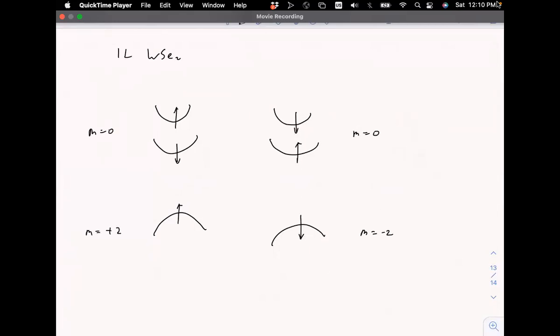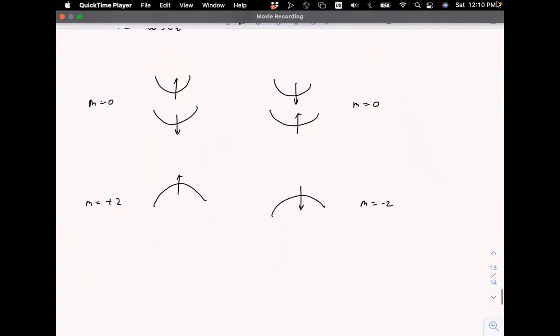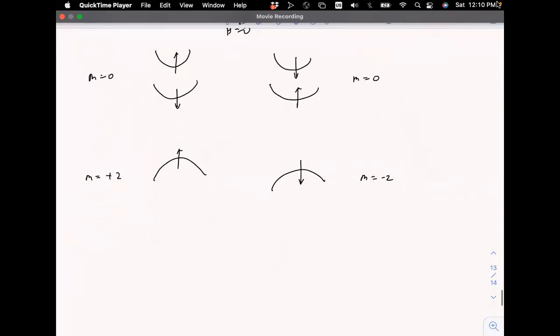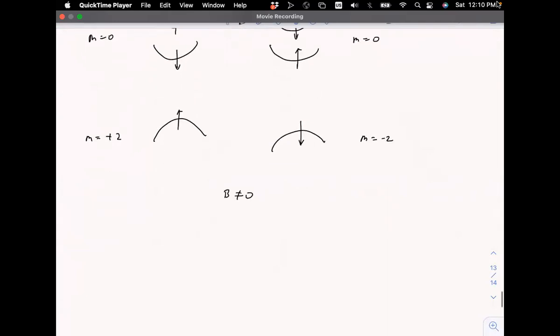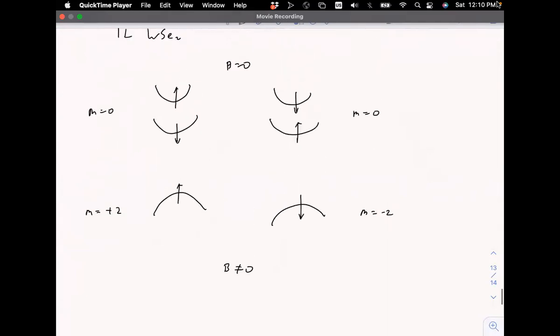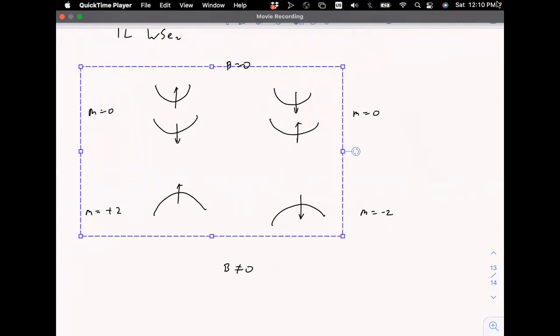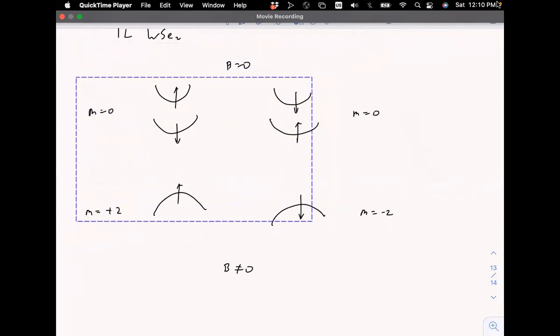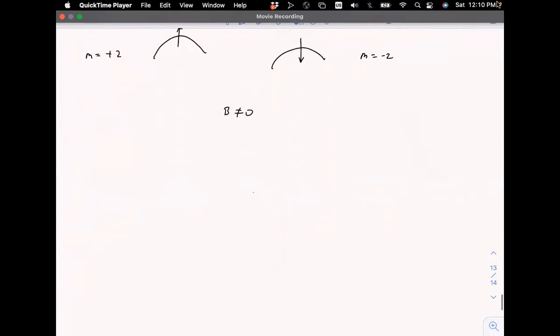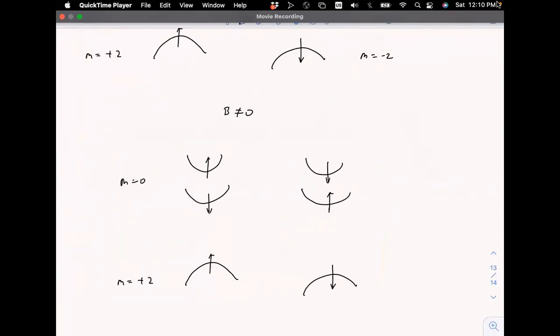So once you apply the magnetic field, what will happen? If this is B equal to 0, and if you have B not equal to 0, how are you going to change it? Let me copy them. So this thing is going to move up. Okay, move up. By the way, this 2 is already, like, you move up by a unit of 2.